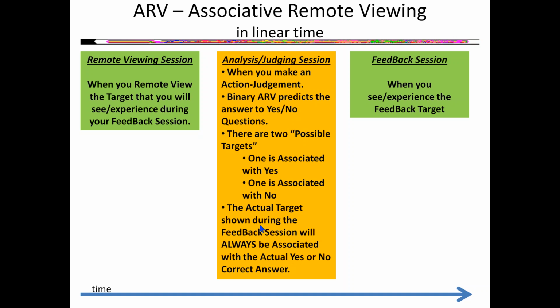So the actual target shown during the feedback session, the one the remote viewer will experience, will always be associated with what actually happens. If the actual answer is yes, they'll see the target associated with the yes. If the answer is no, they'll see the target associated with no. That is inviolate. So that always happens. And that's how you can use it because you know that if there's a good match with a yes, you can then act on the yes answer before the outcome is actually known.